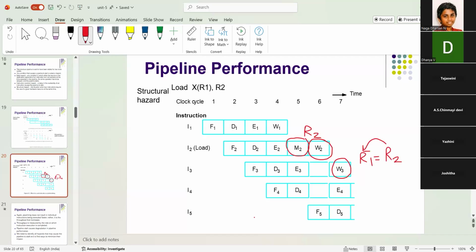Is this clear or was it slightly confusing? Do you want me to repeat anything? Is it clear? Anybody wants me to repeat?